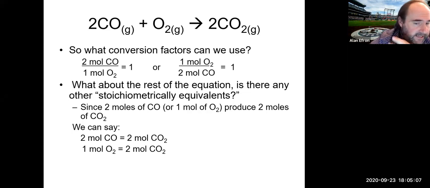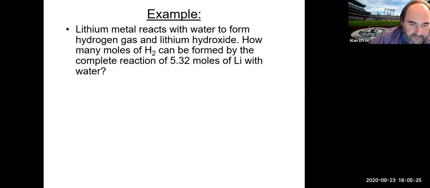Okay, so let's take a look at an actual problem and put all the steps together. There were really more than 4 steps on that little chart that I showed you, but in most stoichiometry problems you'll come across, there really are 4 steps to follow. So let's take a look at one together. Lithium metal reacts with water to form hydrogen gas and lithium hydroxide. How many moles of hydrogen can be formed by the complete reaction of 5.32 moles of lithium with water?